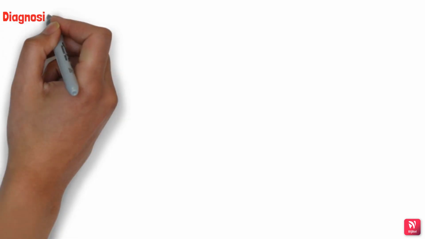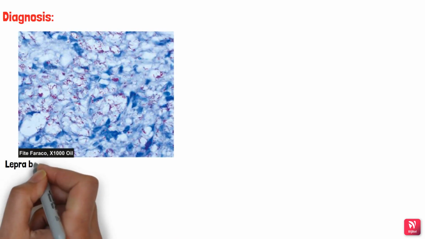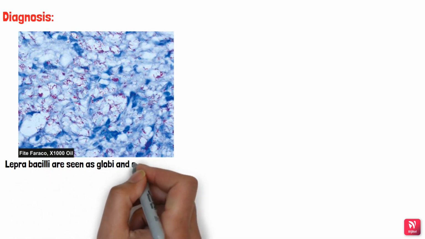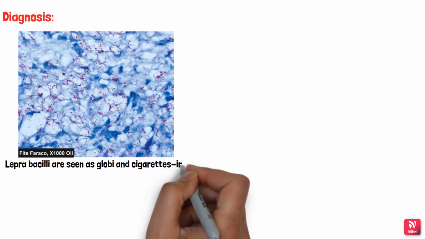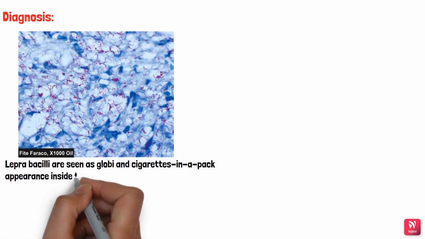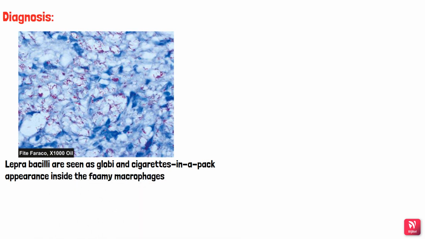So now how do we demonstrate leprosy? The main important stain is the Fite-Faraco stain. This is a Fite-Faraco stain which is used to stain leprosy tissue, wherein those pink dotty areas are nothing but lepra bacilli. They are seen as globi or a cigarettes-in-a-pack appearance inside the foamy macrophages. All that blue background with different cells, those are foamy macrophages.